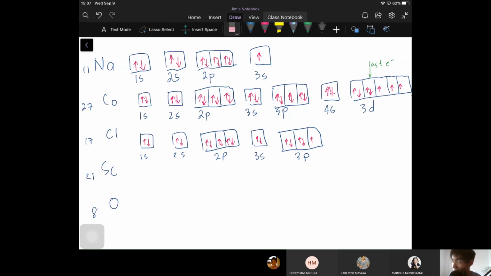So anyway, ganito yung distribution ng electrons for the orbitals for chlorine. So we ended with this electron. Dito yung last electron sa 3p and nasa gitna, no? Okay. So scandium. Gawin ko muna yung 1s. Don't worry, hanggang ngayon na lang naman tong ganito, kasi may shortcut dyan, yung electron configuration nga.